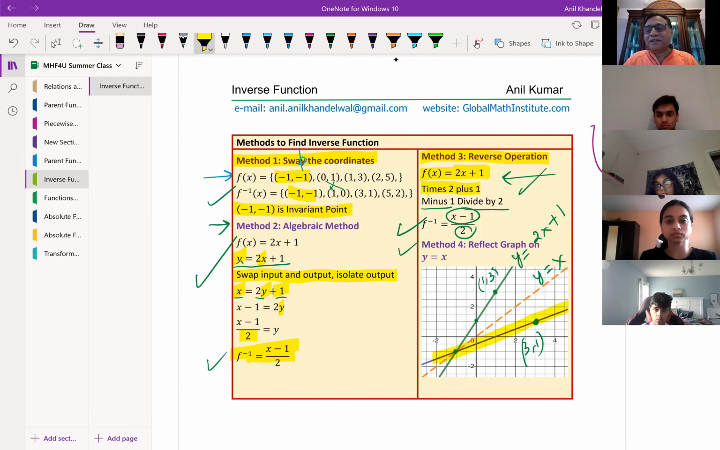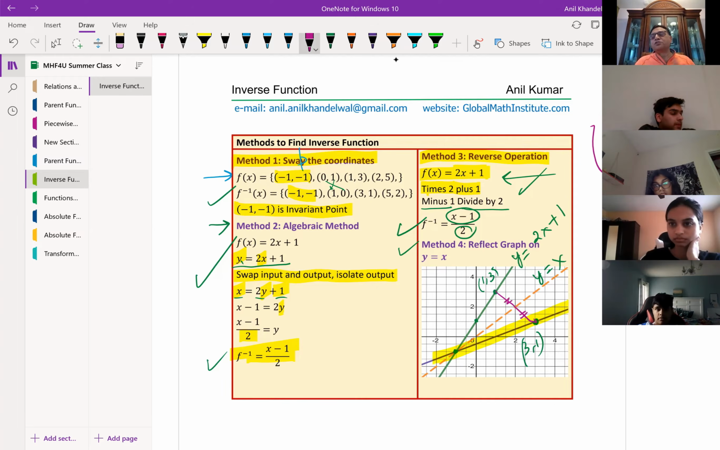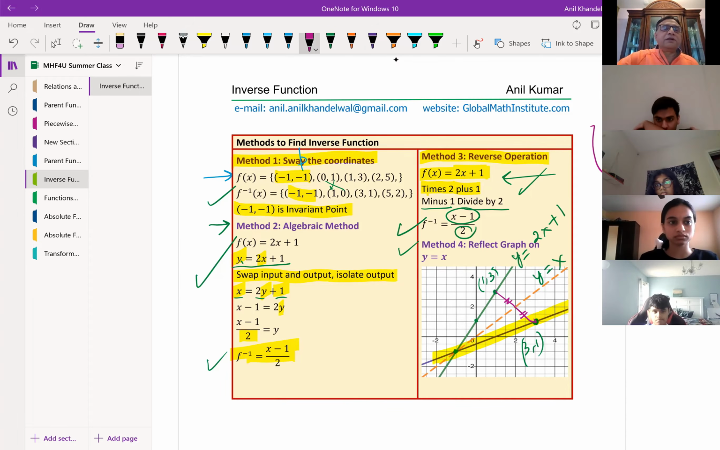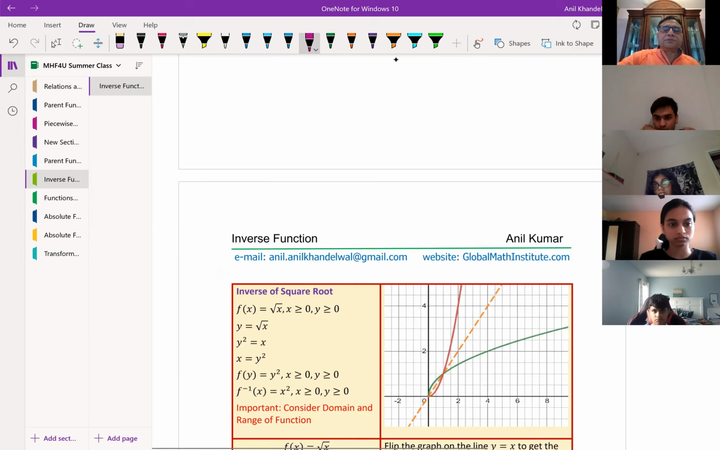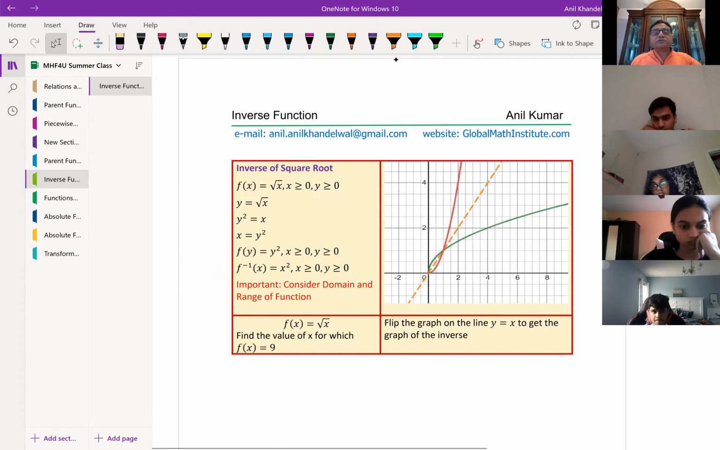Do you see that? And this is actually the mirror image on this line. So this is mirror image. So by reflecting every point or just swapping and then connecting, we get graphically the inverse of a function straight away. Is this clear to you? So those are all the 4 methods, right? Very good. Let's move on and take up some questions based on inverse function.